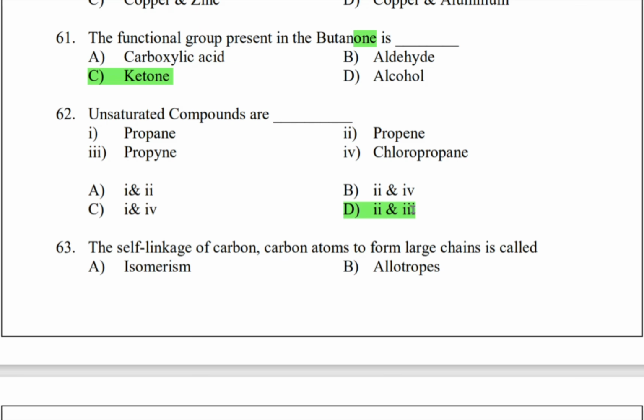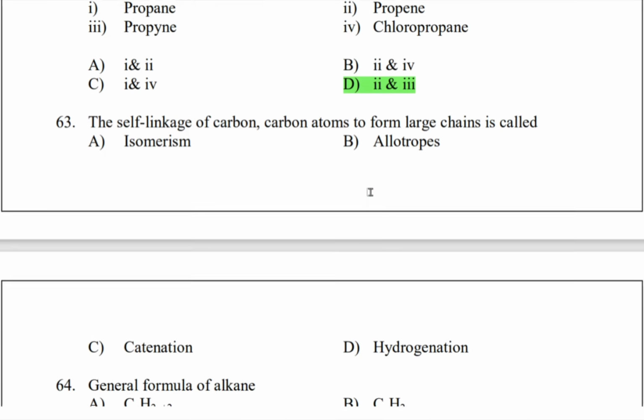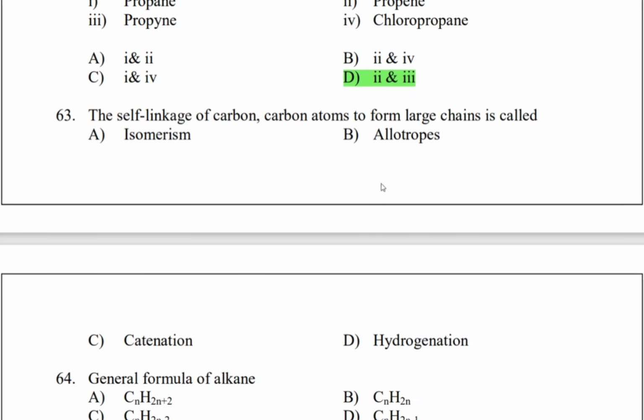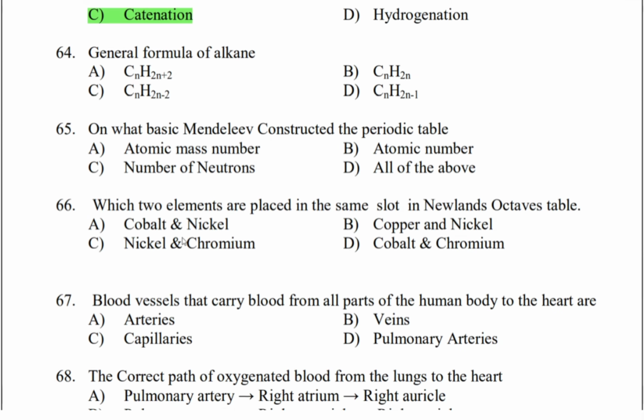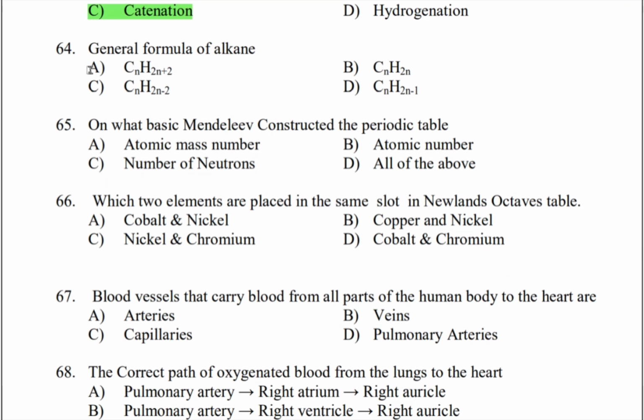Therefore, the correct answer is 2 and 3. Therefore, the correct answer is option D. The self-linkage of carbon atoms to form large chains is called catenation. The general formula of alkane is CnH2n+2.